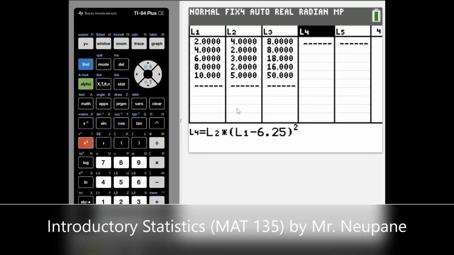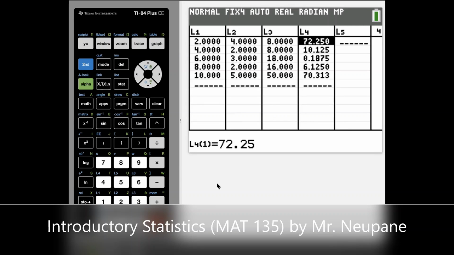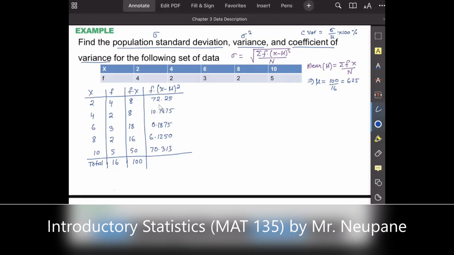And if you remember, we already calculated this first one manually and we got 72.25. Let's hit enter, you'll get all of them. Enter. See, we got 72.25 and everything else is there. So we can use the calculator to make our work fast. So please copy this now. Now we have these numbers here, which is f times x minus mean squared. Now please add those numbers using your calculator.